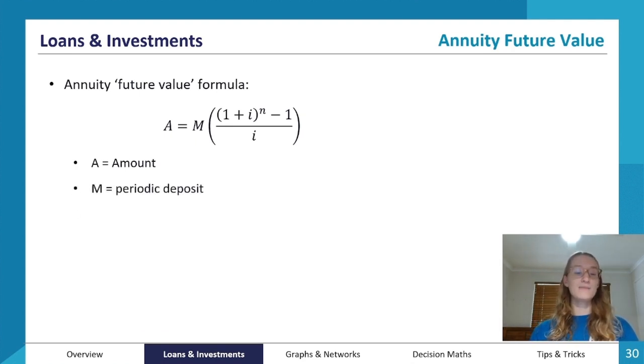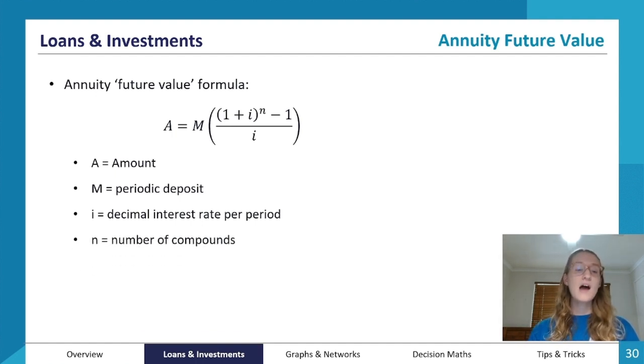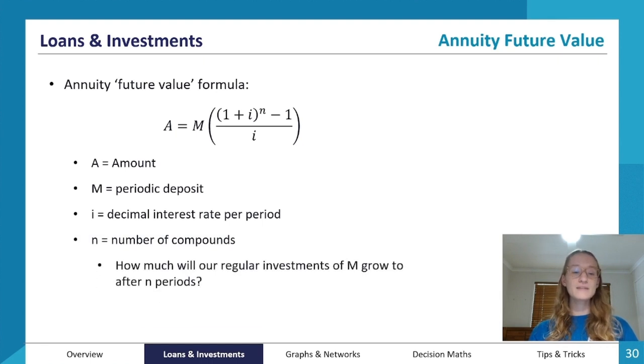M is the periodic deposit, so for example, $200 a month. I is the decimal interest rate per period again. So if it was 8% per annum, I would be 0.08. N is the number of compounds.